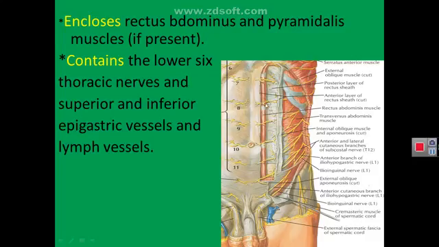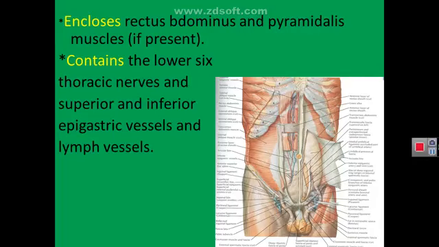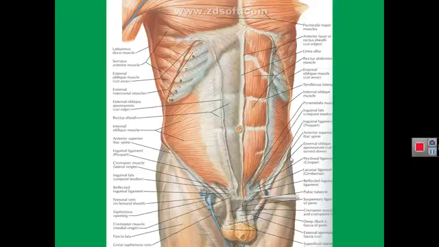Also, the rectus sheath surrounds the superior and inferior epigastric vessels, which are lying deep to the rectus abdominis muscle. As you can see, when you move the rectus abdominis muscle, you will find the vessels. This is another view of the rectus abdominis muscle and sheath with pyramidalis.